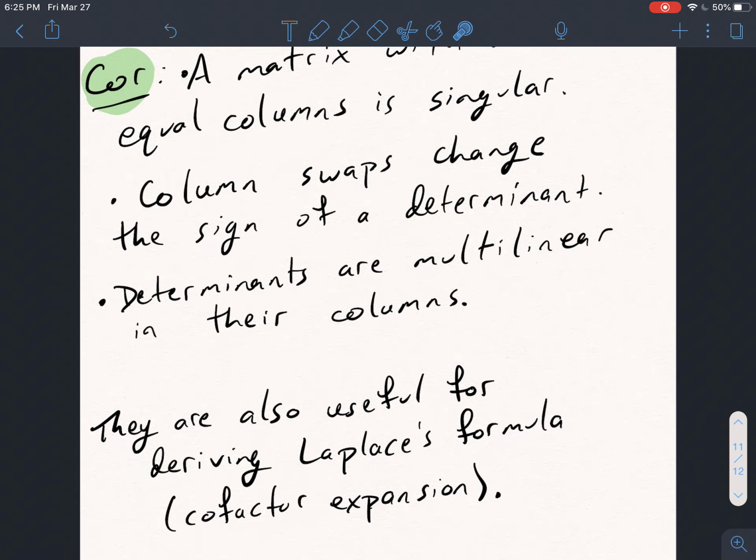Permutation expansions are also useful for deriving Laplace's formula, which is also known as cofactor expansion. We're going to talk about that in a later section.